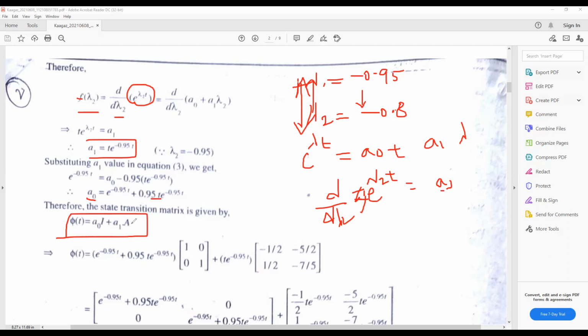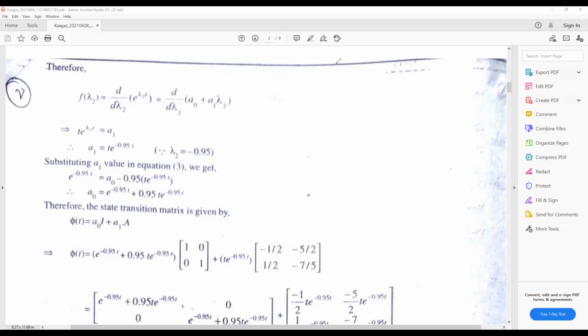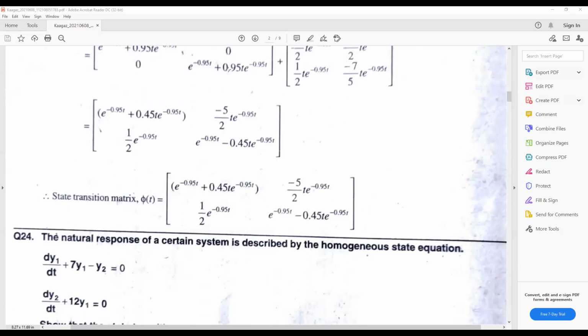A naught I plus a1 A. I is the identity matrix, so A matrix is 2 by 2, so assuming the identity matrix is also 2 by 2. So A naught is e power minus 0.95t plus 0.95t into e power minus 0.95t into identity matrix. So multiply A naught value and A1 value. So this is the state transition matrix. It's a very, very important problem to obtain the state transition matrix. So in this unit, 7 marks, easy question.